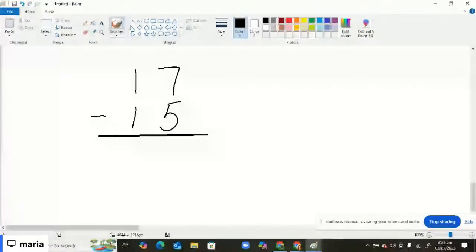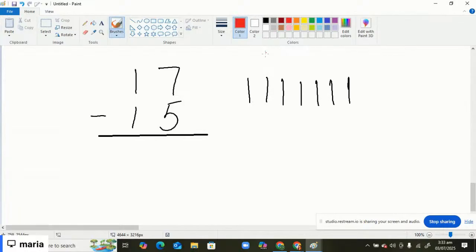Now here is 7 and then minus 5. Now you guys draw the 7 lines on your notebook. Okay. Now remove 5 lines. So how many left? Alright, and 1 minus 1 is 0. So 2 is your answer.